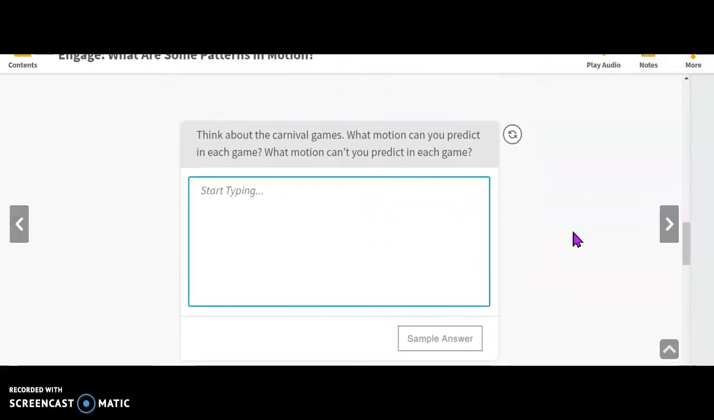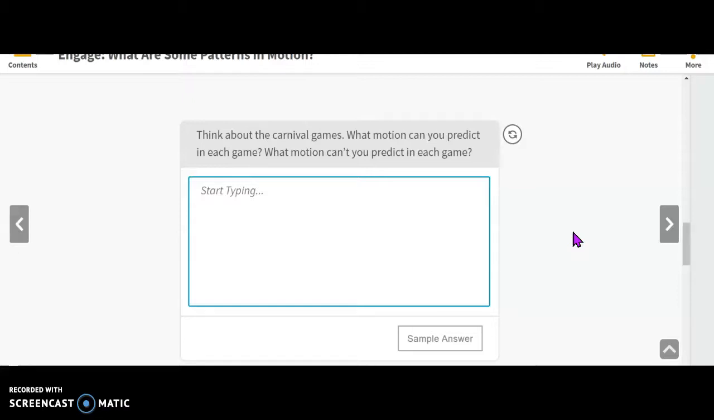So underneath the picture on page 159, it says number 1, think about the carnival games. What motion can you predict in each game? What motion can't you predict in each game? So I want you to take time to pause this video and answer both questions.